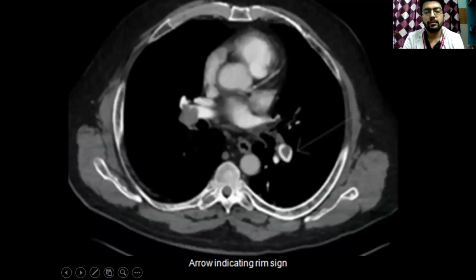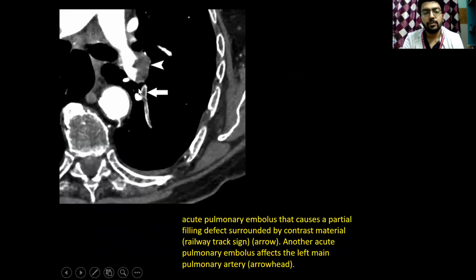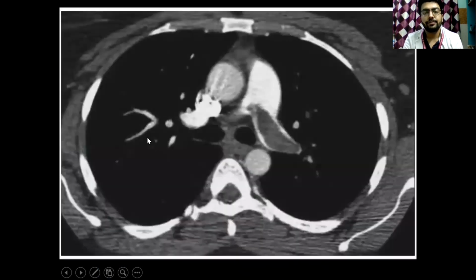This is the Westermark sign. This is the arrow indicating the rim sign. This is the arrow indicating the tram track sign. These arrows indicate the acute pulmonary embolus affecting the left main pulmonary artery. This is the evidence of the railway track sign. This is again the railway track sign, or the thrombus getting lodged in the left pulmonary artery.